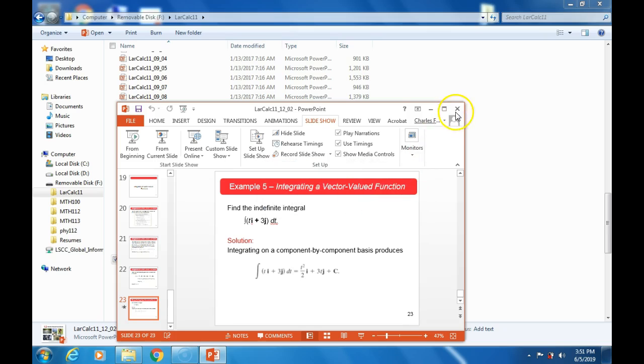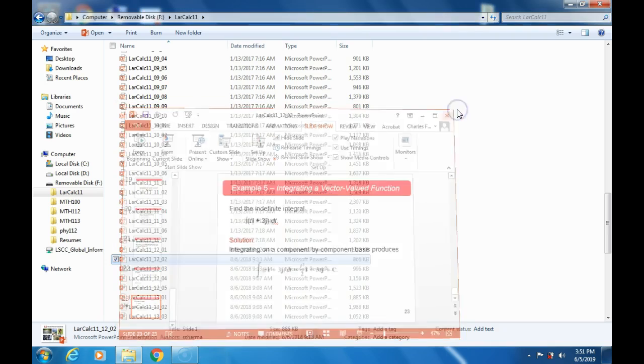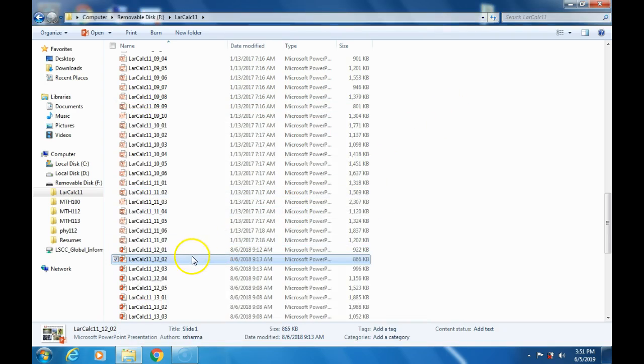I'm afraid my battery is going to go out on me sometime, but let's try to do as much as we can before it does. All right, so get rid of that and go to 12.3. We've been here a couple times today, haven't we?